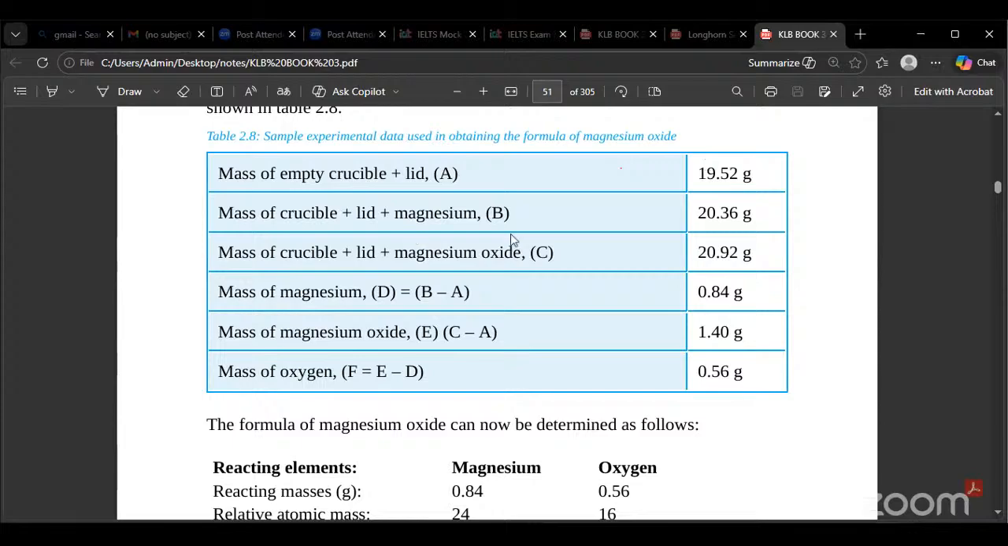mass of crucible plus lead plus magnesium. You see, sir, we can get the mass of magnesium when you subtract this one and this one. You can get the mass of magnesium, which is B minus A. You see, B minus A, which is 0.84, which we are interested in. The magnesium oxide, we can still get the formula. But now the reason why we are getting the magnesium oxide is so that we can subtract whatever we got, so that we get our mass of oxygen.